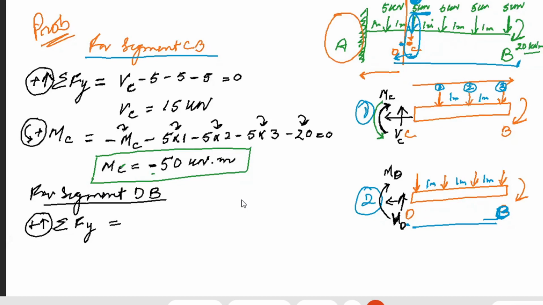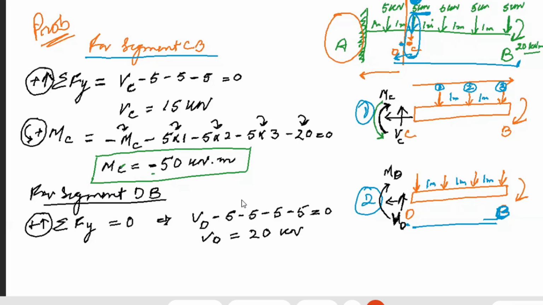Now summation of forces in y direction is equal to 0, which will be VD minus 5 minus 5 minus 5 for the 5 kilonewton point loads, equal to 0. Therefore, your VD will be how much? 5, 10, 20. 20 kilonewton. So see the difference here.